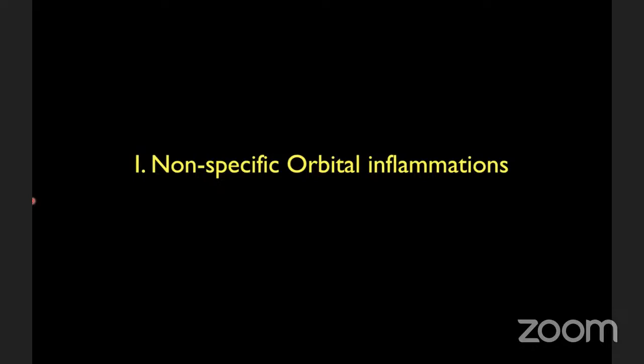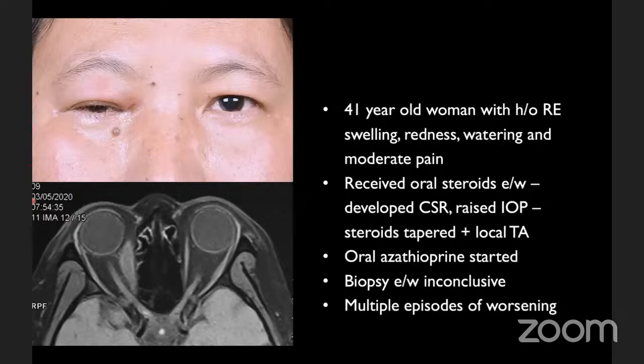First, the non-specific orbital inflammation. In that, let's look at myositis. This was a 41-year-old woman who presented to us with swelling, redness, and moderate pain, which was persistent for a long period of time. She had already received oral steroid therapy and local triamcinolone injections, and was already started on an immunomodulator. Oral azathioprine was given, and a biopsy was attempted elsewhere, but it was inconclusive. She kept having multiple episodes, and it kept worsening over a period of time.